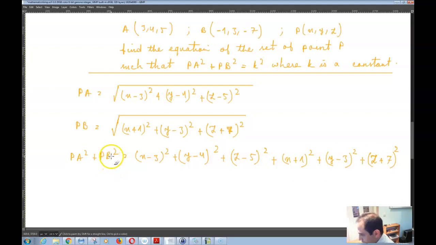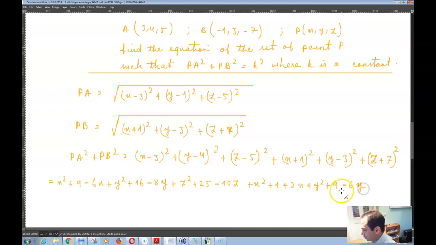Okay, so this is equal to x squared plus 9 minus 6x, plus y squared plus 16 minus 8y, plus z squared plus 25 minus 10z, plus x squared plus 1 plus 2x, plus y squared plus 9 minus 6y, plus z squared plus 49 plus 14z.